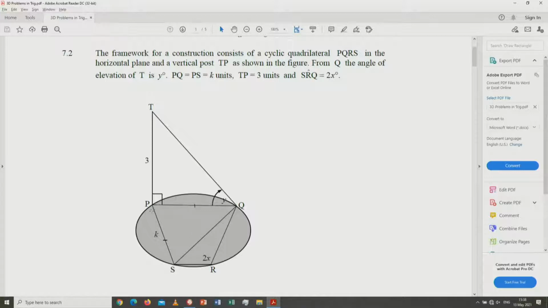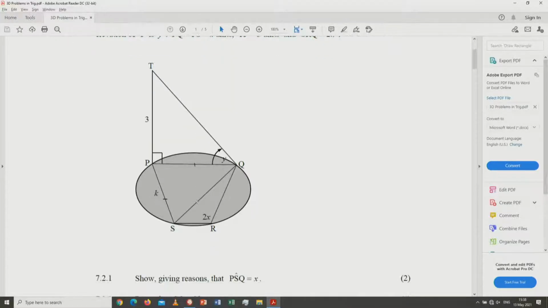Like, for instance, PS is K, PQ is also K, because the two sides are equal. Here they only gave you PS equals to K, so as a grade 12 learner, you must be able to indicate K here. Let's look at the first question. Show, given reasons, that angle PSQ is X. Let's try and work out the solution.